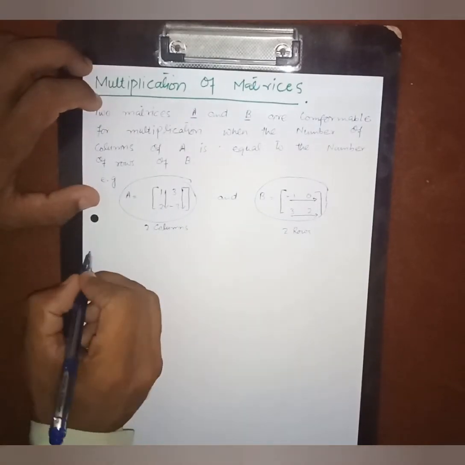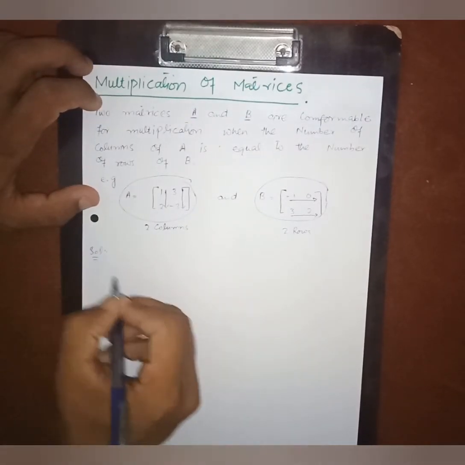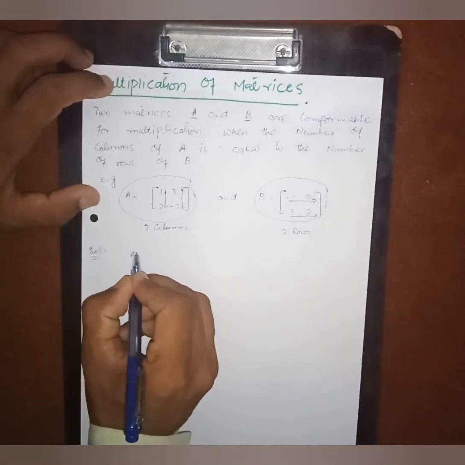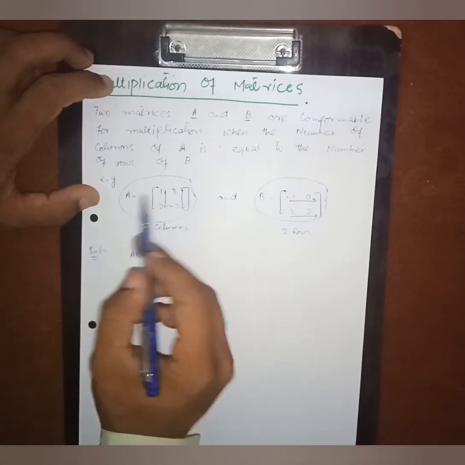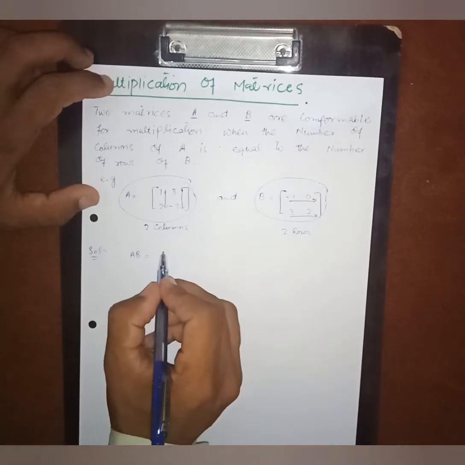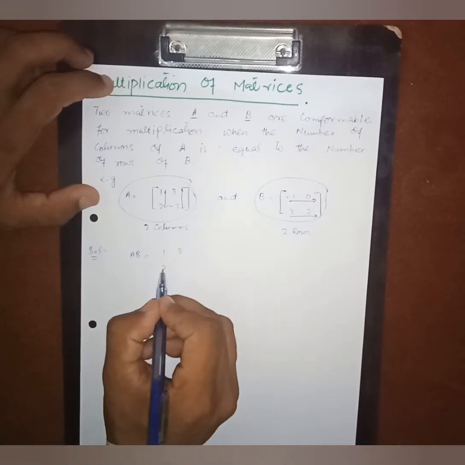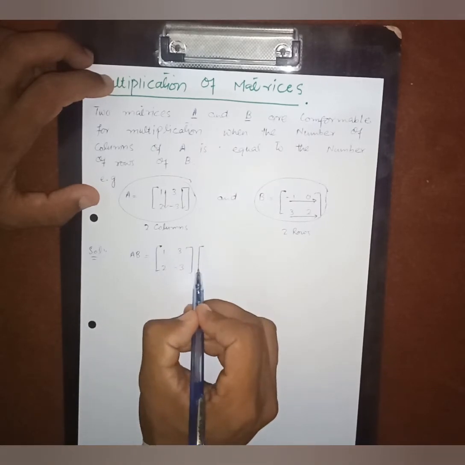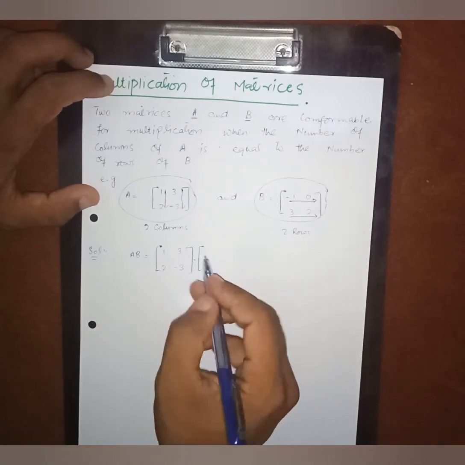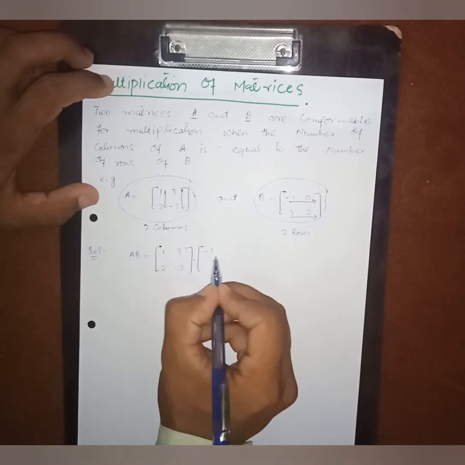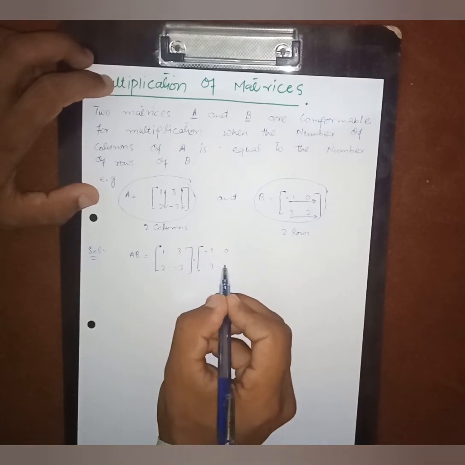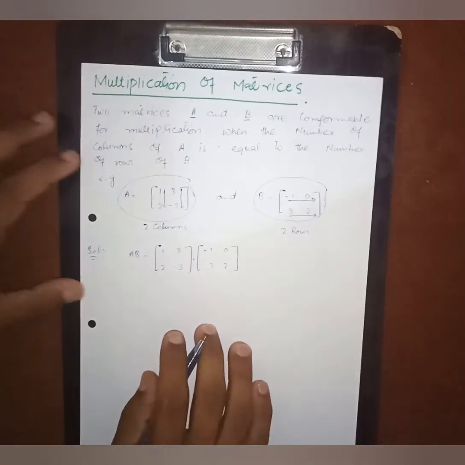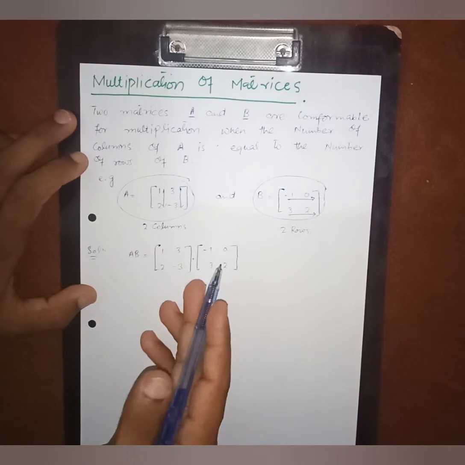So let's multiply these two matrices. When we multiply these two matrices, we get the product AB, because we are multiplying matrix A with B. Matrix A is 1 3 2 minus 3, and we are going to multiply it with matrix B, minus 1 0 3 2. How can we multiply these two matrices?